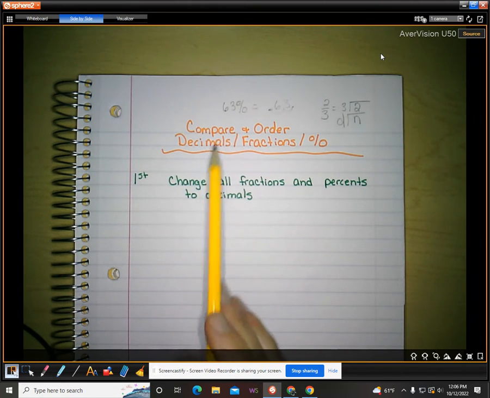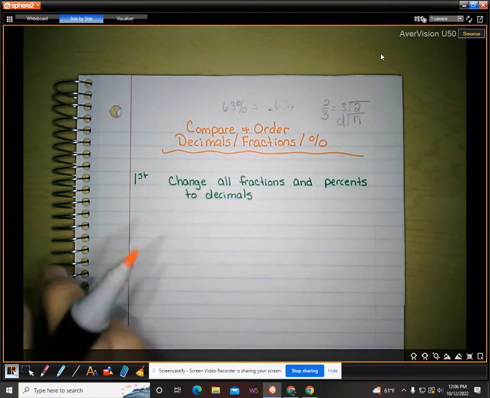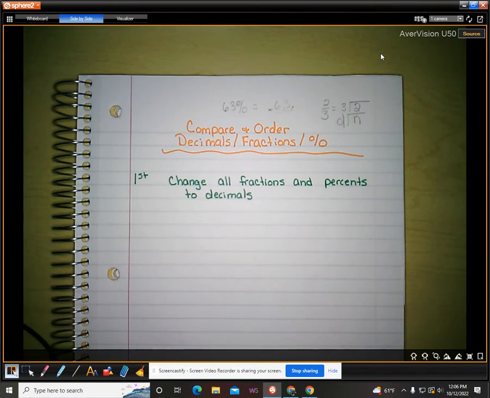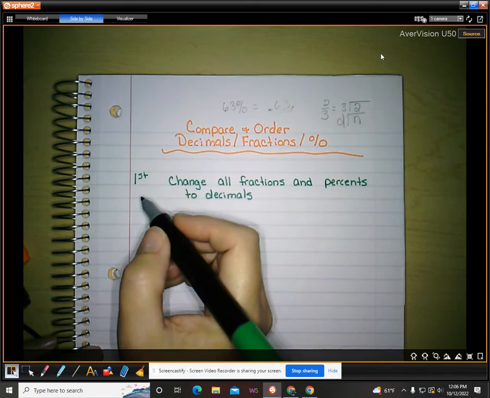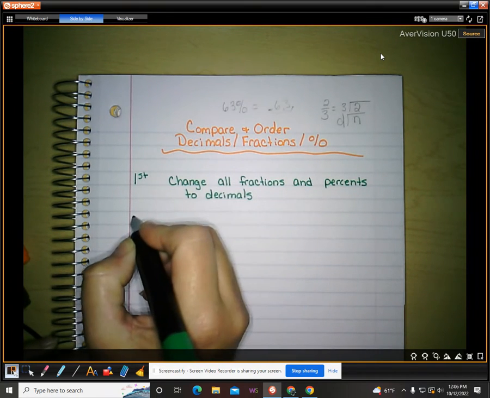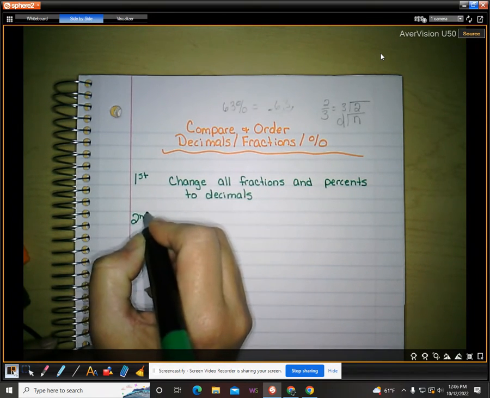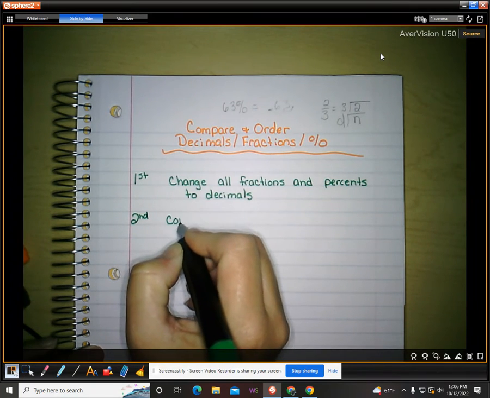All right? So anytime you want to compare decimals, fractions, and percents, the very first thing you have to do is change them to decimals, which we've covered. Then, the second thing you are going to do is compare the decimals or put them in order. That's what we did yesterday. So you're going to compare the decimals.